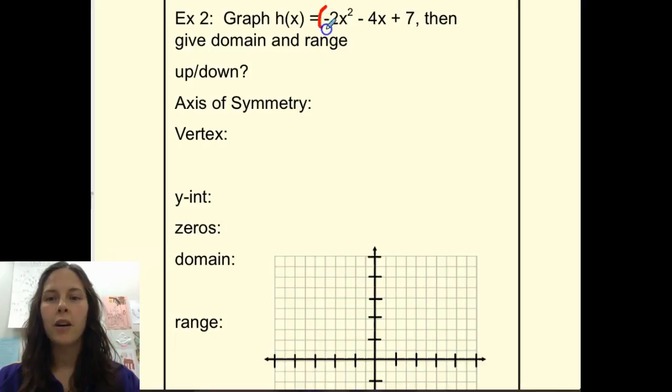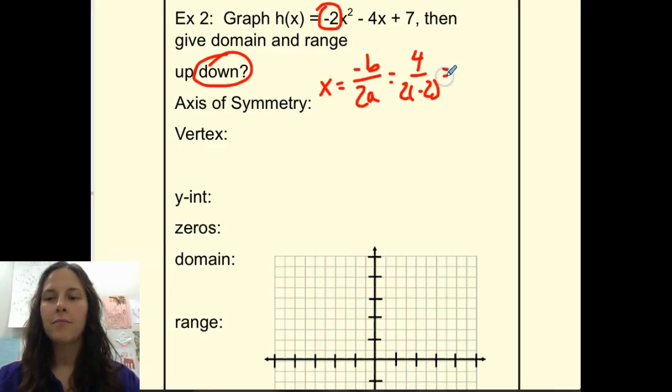Does our graph open up or down? Our leading coefficient is negative, so our graph will open down. To get our axis of symmetry, opposite of b over 2a. b in our case is negative 4, so the opposite of that is positive 4, divided by 2 times a. 4 divided by negative 4 is negative 1. Our axis of symmetry is x equals negative 1.